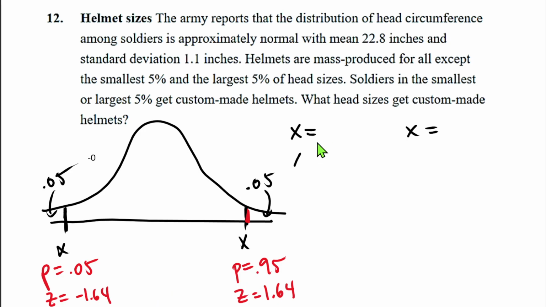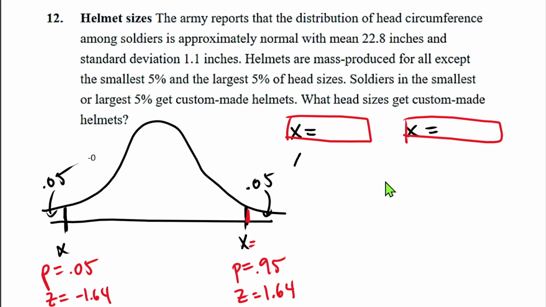So to find the x value, that's what we're looking for, right? So how do we do that for those small and large head sizes, the smallest 5% and the largest 5%? What is that x value? Well, it's easy money now. You could say z equals x minus the mean, divided by the standard deviation. We're looking for x. We know the mean, 22.8. And the standard deviation is 1.1, and we know our first z-score, or I should say our larger z-score, is 1.64. And you would just multiply both sides by 1.1 and add 22.8, and there's your x value for the larger head size, and you do the same for negative 1.64.